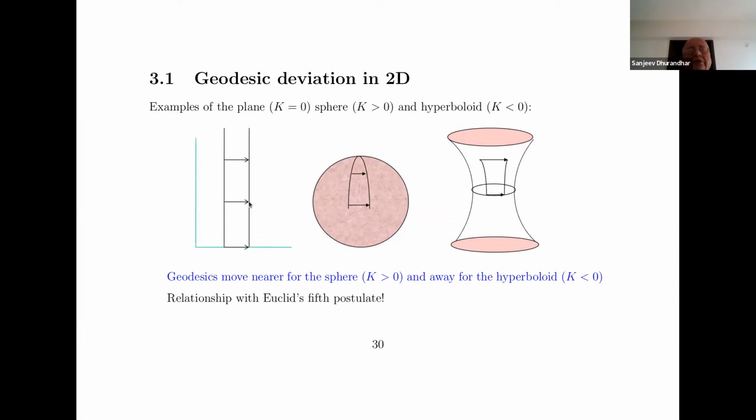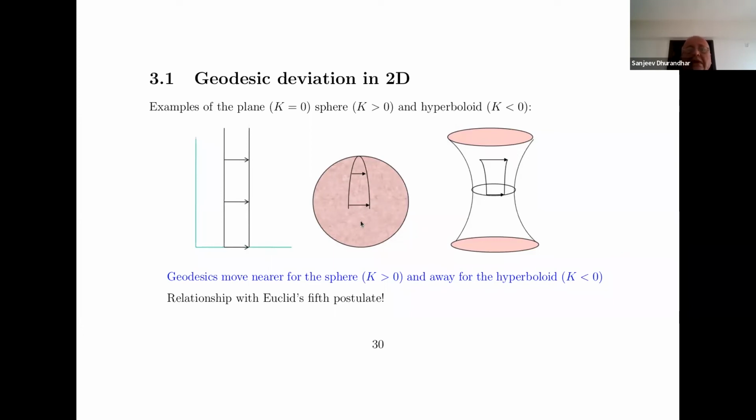So in the case of the plane, this is satisfied. If you take a line like this, it will keep on going to infinity without intersecting. And so when you are doing geometry in a plane, it is Euclidean geometry. But now you come to a sphere. Now what are the geodesics?